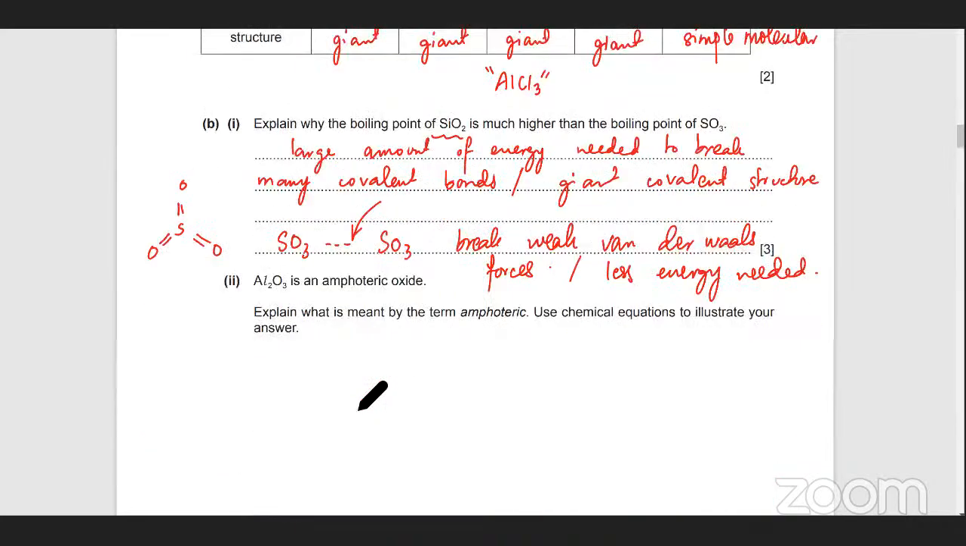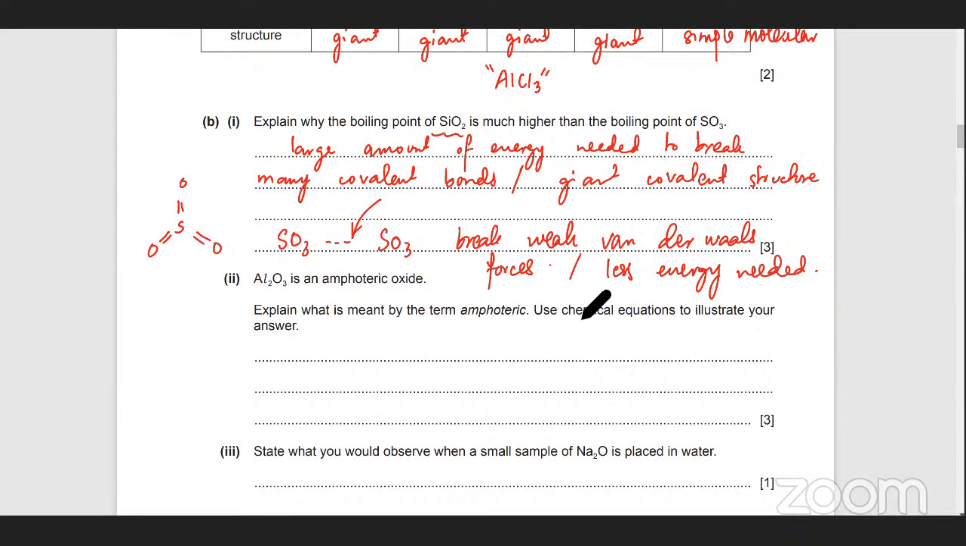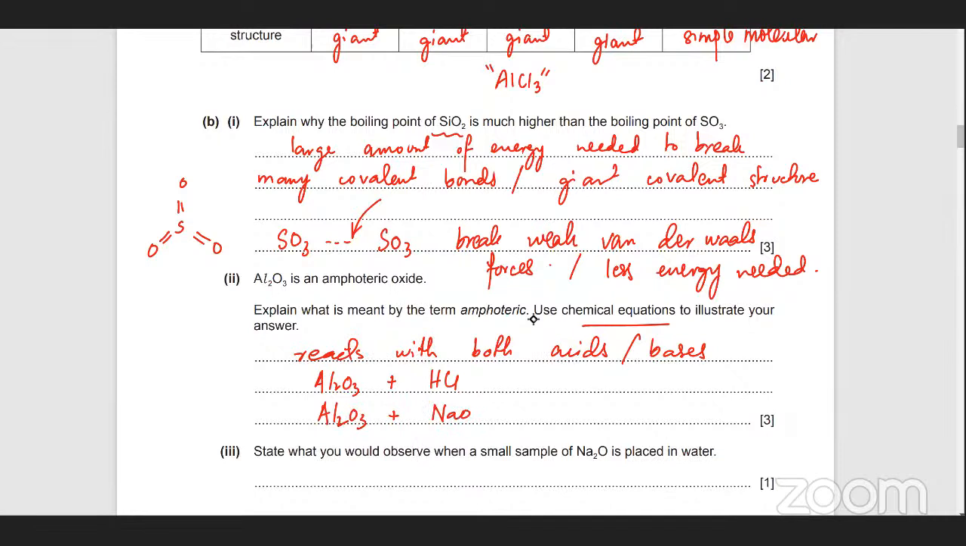That's the next one. Al2O3 is an amphoteric oxide. Explain what is meant by the term amphoteric and use equations. So look at the notes for what equations there were. Amphoteric. What's amphoteric? It's a substance which acts as a base and an acid, both. So it reacts with both acids and bases. Okay? And you have to write the equations of Al2O3 with both an acid and a base. So one is with an acid, the other one is you can write it with NaOH. Okay? Do it with both.